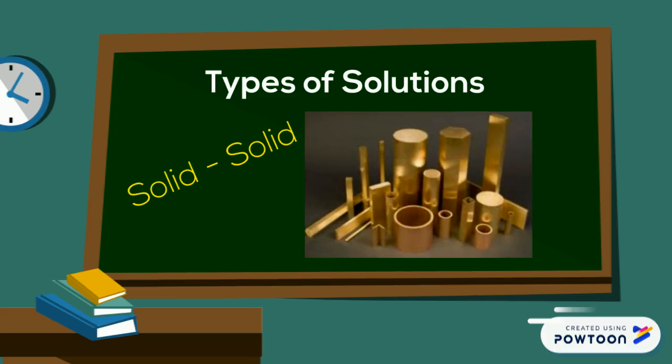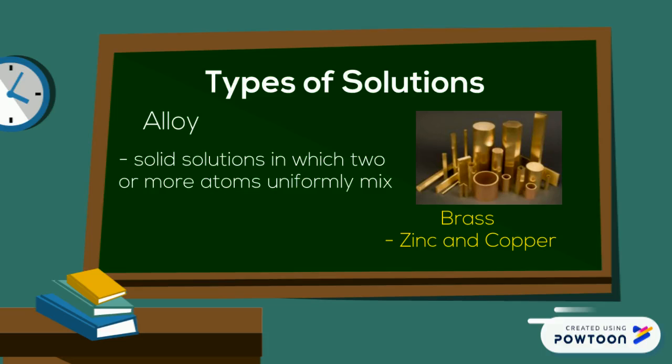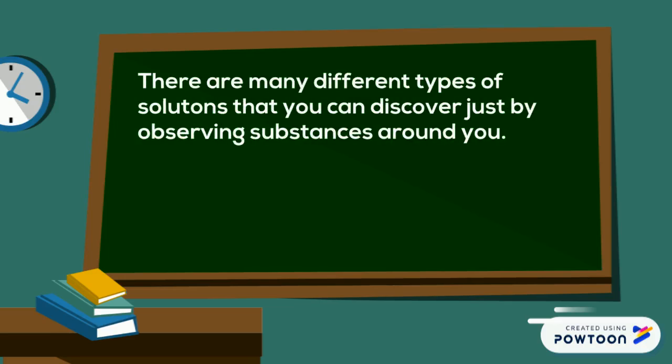The third type of solution that I'm showing you is a solid-solid, and we call this an alloy. Alloys, such as brass, which are made up from zinc and copper, are solid solutions in which two or more atoms are uniformly mixed. There are many different types of solutions that can be discovered just by observing substances around you.